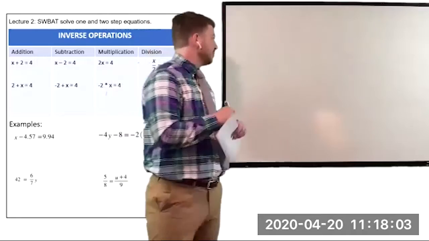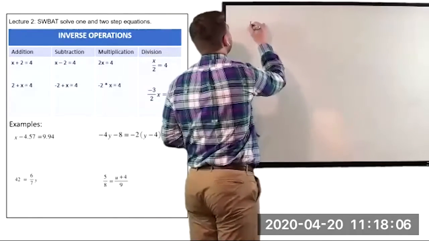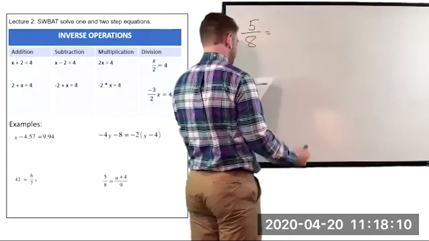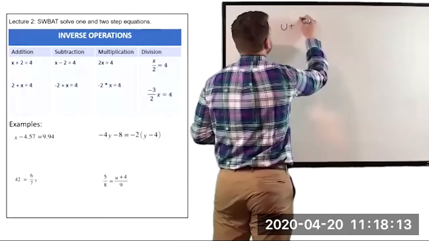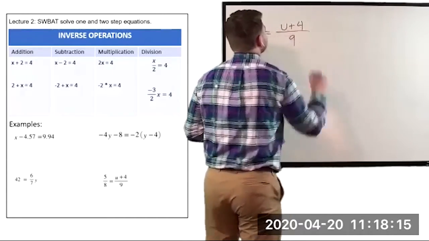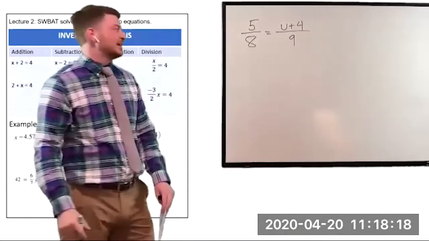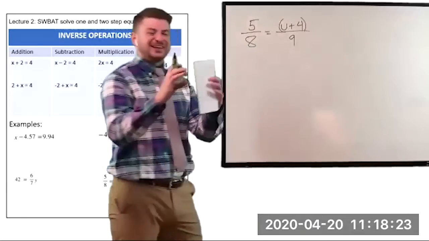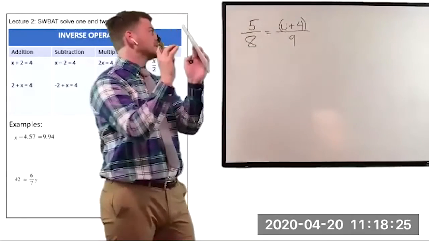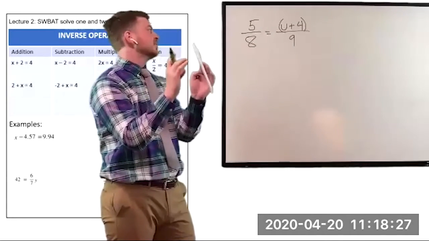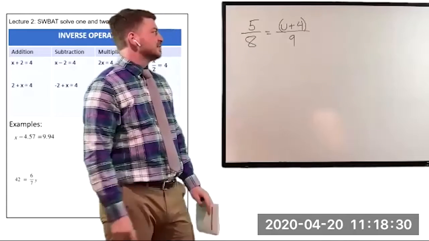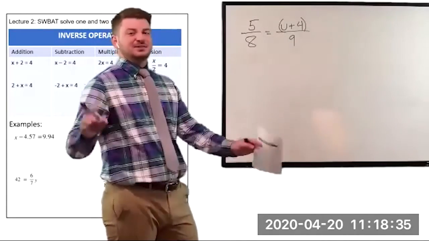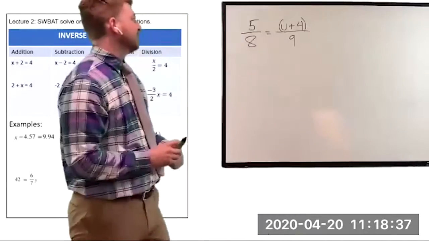Okay. So this problem, we've got 5 over 8 equals u plus 4 over 9. Okay, so the first thing that you need to think of is that this u plus 4, it's a term. Okay, so think of it like it's a locked in thing. It's all together. It's one thing together. It's u plus 4. Okay. So then the next thing that we can do, and like I said, this is something that you will use a lot, is cross multiply.